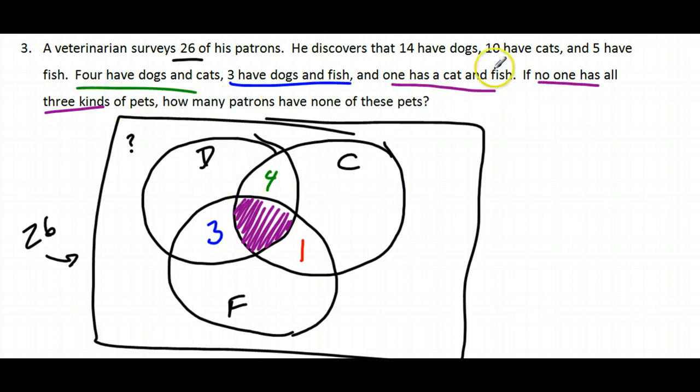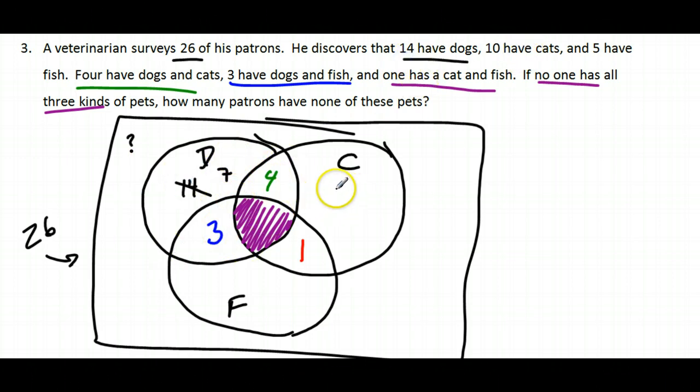Now we're going to keep going back and figure out, okay, he's got 14 people that have dogs. So 14 have dogs, but we've already got 4 and 3 in the dog circle. So we've literally got 4 plus 3 is 7. We've already got 7 people in the dogs. So we don't need 14 more. We need a total of 14. So 7 plus what would give me 14? That would be 7. 7 plus 4 plus 3, all the people in the dogs would equal that 14.